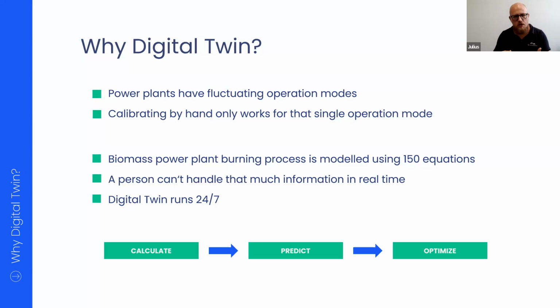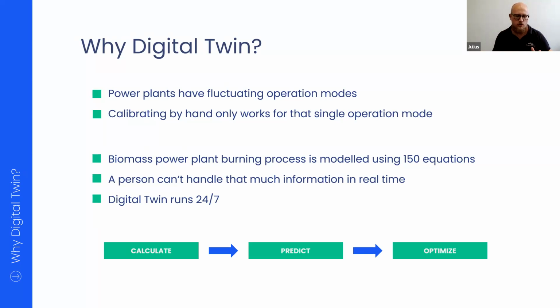In our case, we described a biomass power plant using 150 equations. It's a whole mass and energy balance, including each component: the economizer, condensing economizer, furnace, boiler. Everything about the biomass power plant is written in math using those 150 equations. These calculations are just too much for a single person to do in 1 hour or 2 hours, but the digital twin works 24/7 with this.